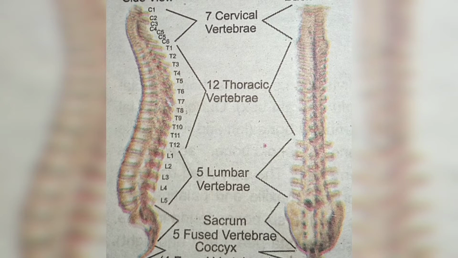As you can see, T12 represents the 12th thoracic vertebra, and in the picture, below T12 there is L1, which is the first lumbar vertebra. So this is the location of the kidney. The kidney is present between the 12th thoracic vertebra and the first lumbar vertebra.